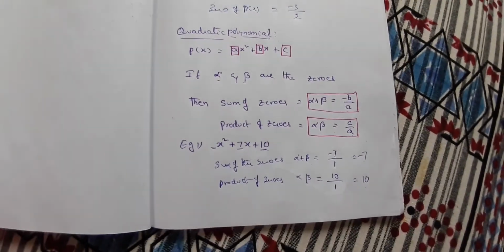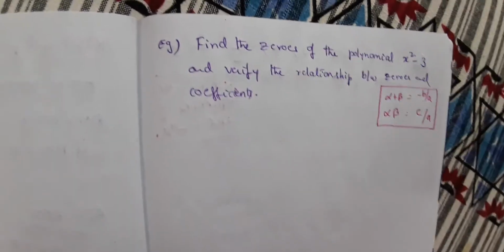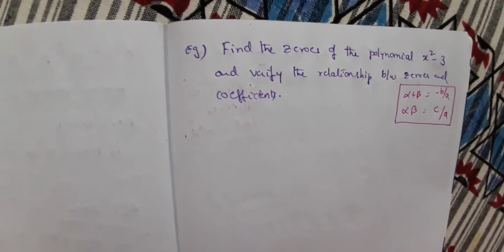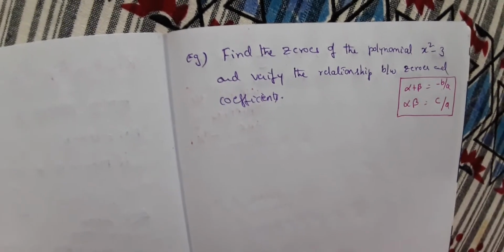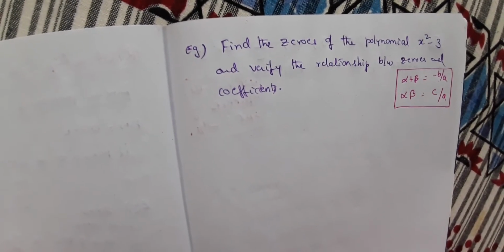Quadratic polynomial relationship with example. Now let us do a problem. Find the zeros of the polynomial x square minus 3 and verify the relationship between zeros and coefficients. So that we just now discussed about it. Okay, so now let us solve the problem here.